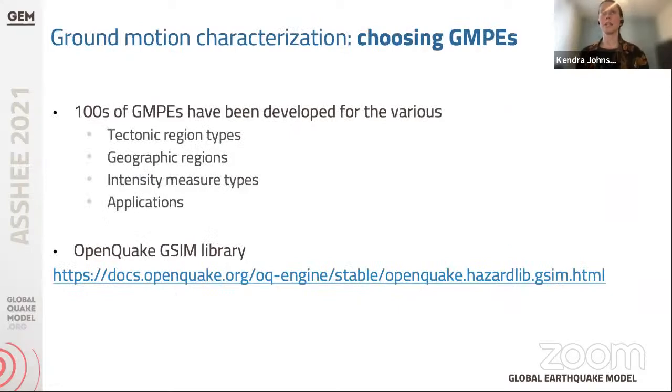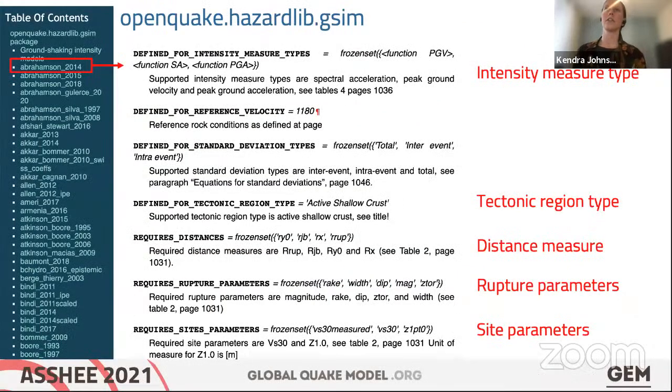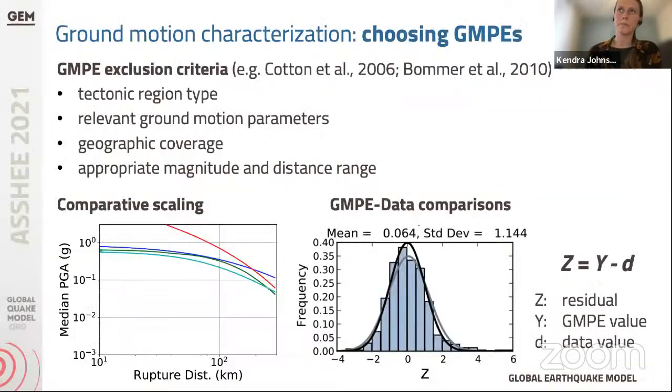So how do we choose GMPEs? There are hundreds of different GMPEs developed for various tectonic region types, geographic regions, intensity measure types, and so on. And the OpenQuake engine documents these all in the GMPE library. And so I'm just pointing you here to that website where you can see for each GMPE, what is the IMT and what are the different values that are needed in order to use the GMPE.